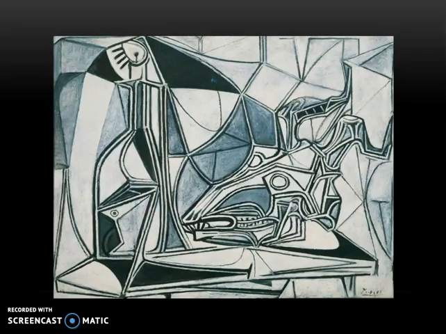He is known for co-founding the Cubist movement, the style that we see here, the invention of constructed sculpture, the co-invention of collage, and for the wide variety of styles that he helped develop and explore.